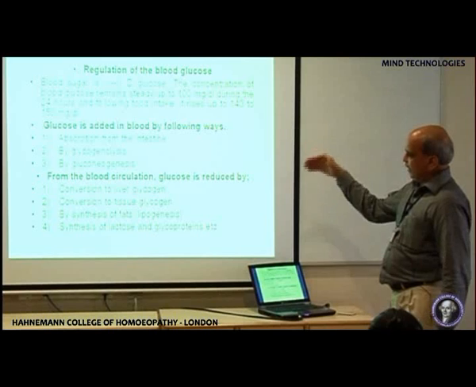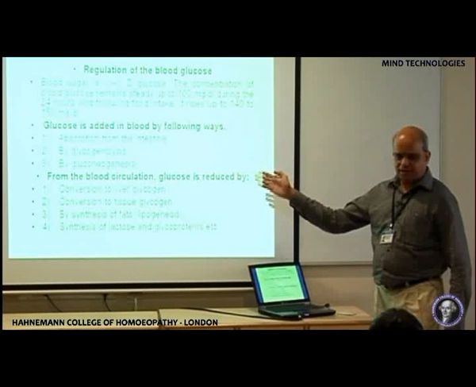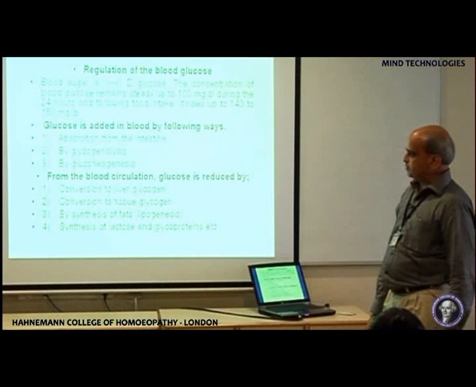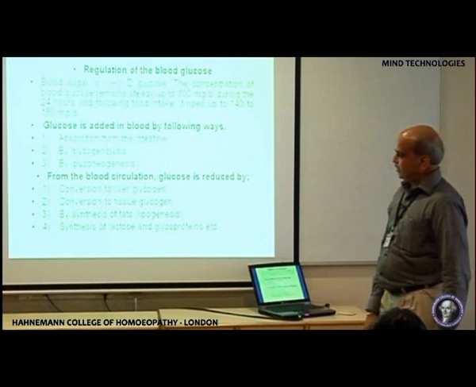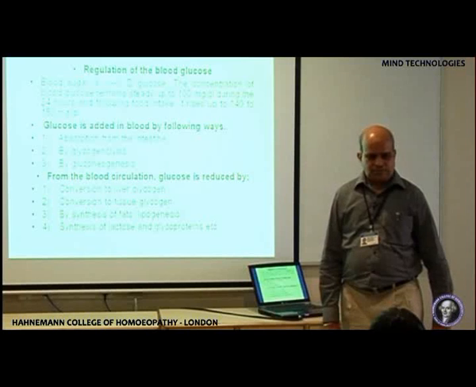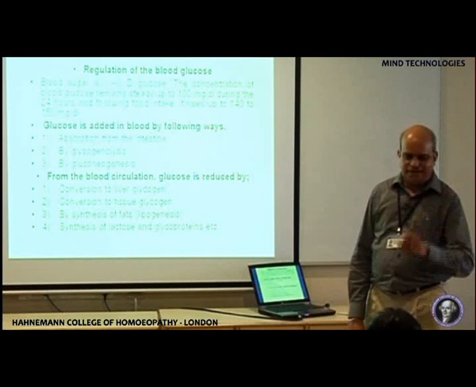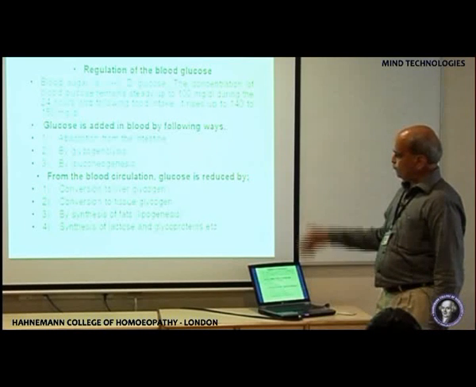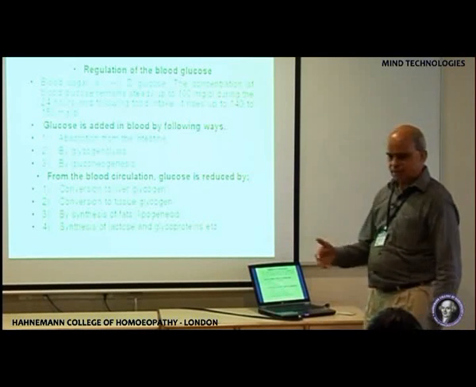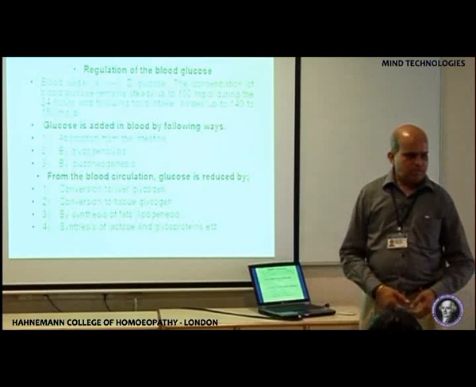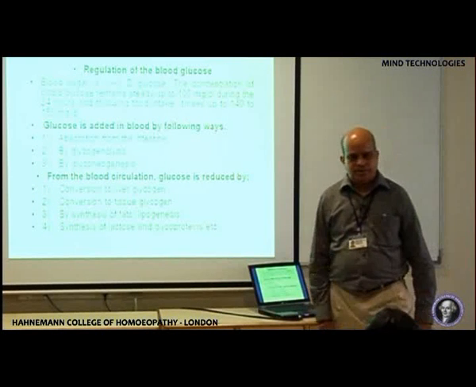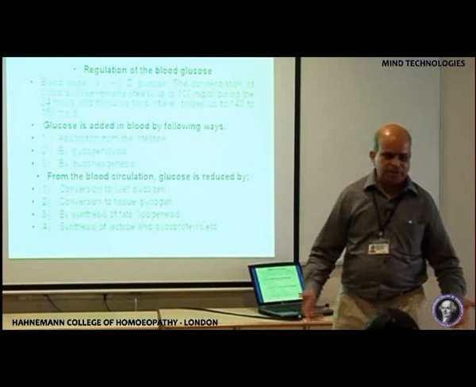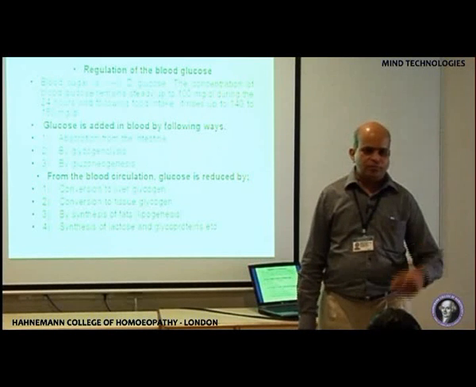Glucose is added to the blood by the mechanisms mentioned there: absorption from the intestine, glycogenolysis and gluconeogenesis, that is, breaking down of glycogen and making of glycogen. Now, glucose is also reduced in the blood circulation. Why? Because whenever you do day-to-day activities or any function, you will require energy, and where are you going to get that energy from?